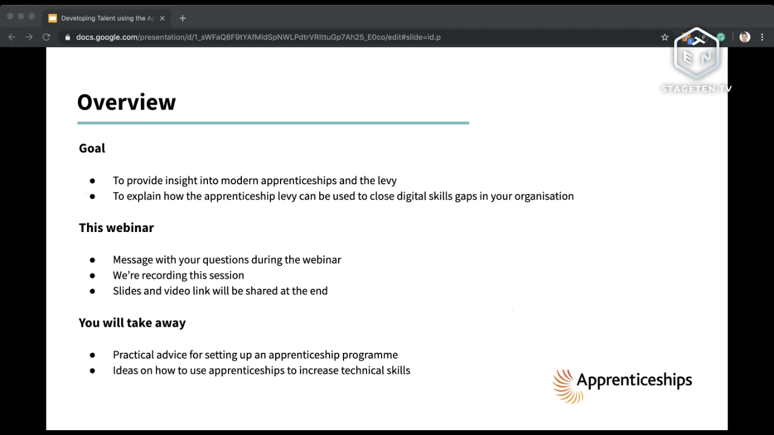We're going to explain how the Apprenticeship Levy can be used to close digital skill gaps in your organisation. As I said, I come from a HR background. I can empathise with the recruitment challenges and that ever-growing digital skills gap. So this is about growing your own talent.